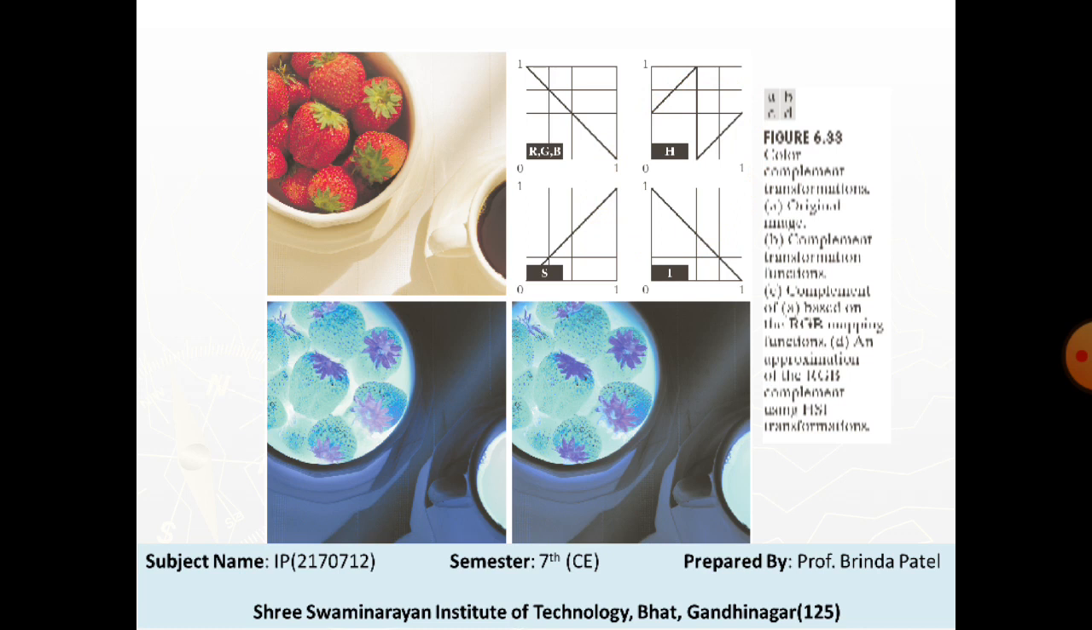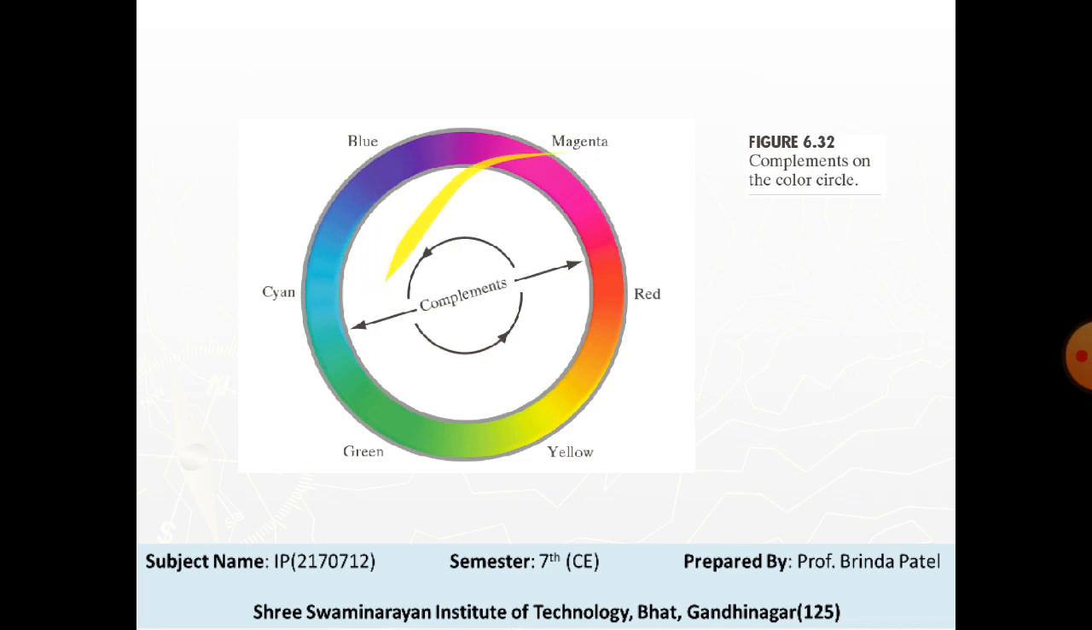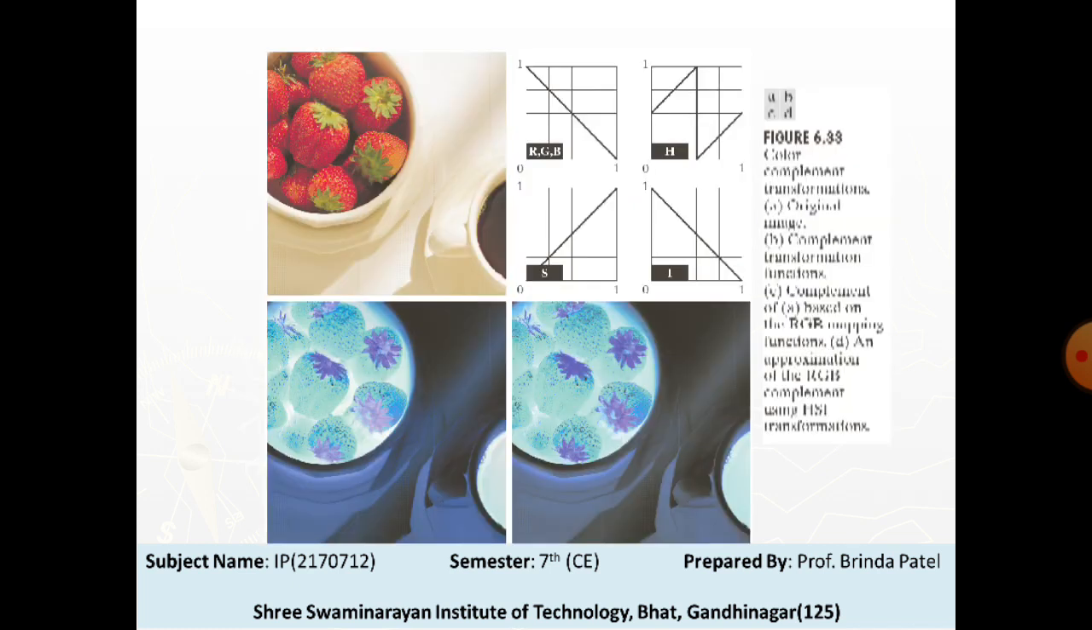Reds of the original image are replaced by cyan in the complement. When the original image is black, the complement is white, and so on. Each of the hues in the complement image can be predicted from the original image using the color circle of this image. Each of the RGB component transforms involved in the computation of the complement is a function of only the corresponding input color component.